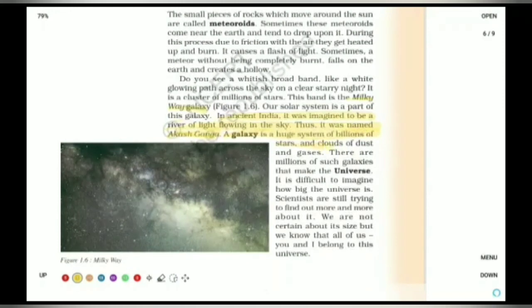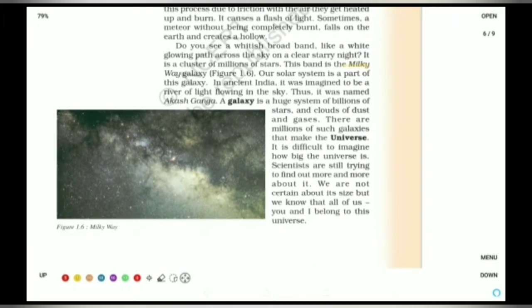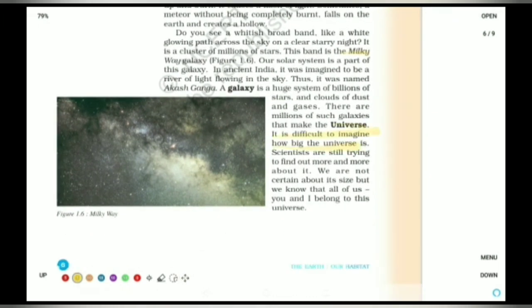What is a galaxy? The definition of galaxy. A galaxy is a huge system of billions of stars and clouds of dust and gases. There are millions of such galaxies that make the universe. Okay? Universe, then galaxies, then solar system, then planets, and small other things. Right? It is difficult to imagine how big the universe is. Scientists are still trying to find out more and more about it.